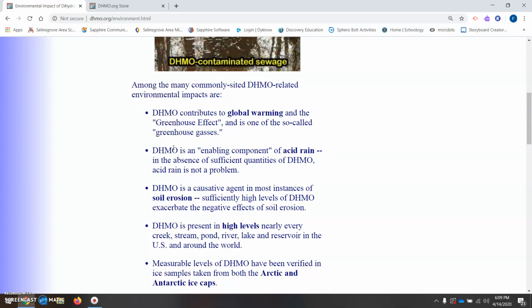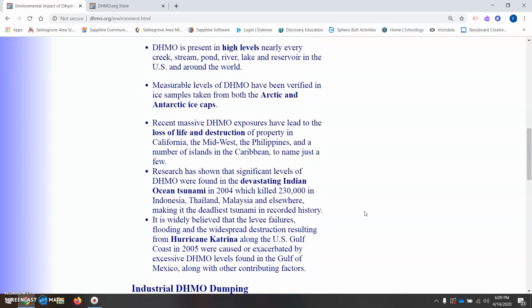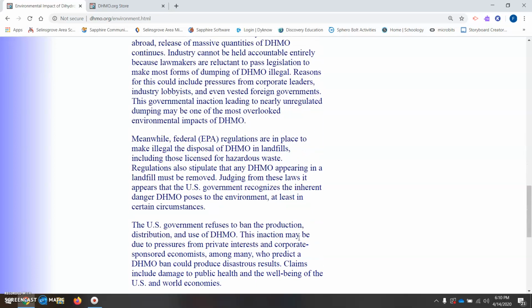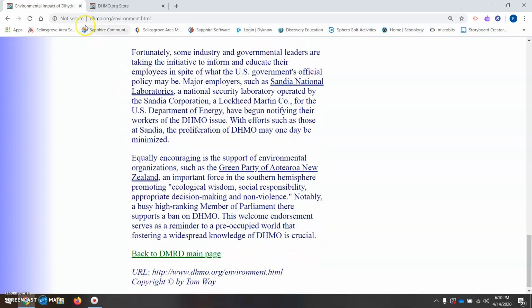Look at all of these things where DHMO is present. It's present in soil erosion, acid rain, global warming. I mean, if you scroll down, you can see it was widely believed that the levee failures, flooding, and the widespread destruction resulting from Hurricane Katrina along the U.S. Gulf Coast in 2005 were caused or exacerbated by excessive DHMO levels found in the Gulf of Mexico, along with other contributing factors. So, not real positive I'm seeing about DHMO at all. Let's go back to the main page again.